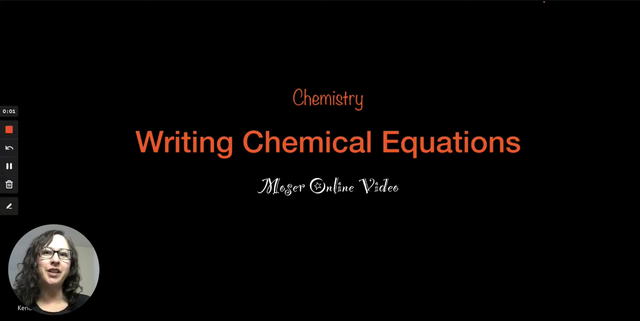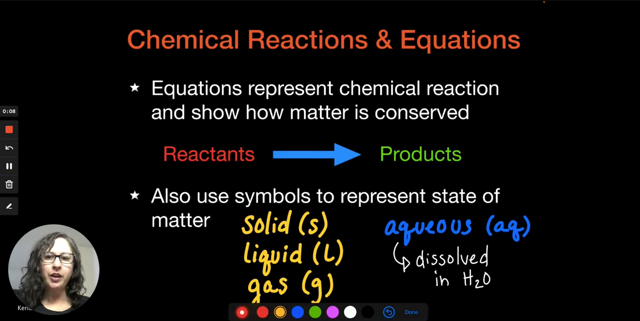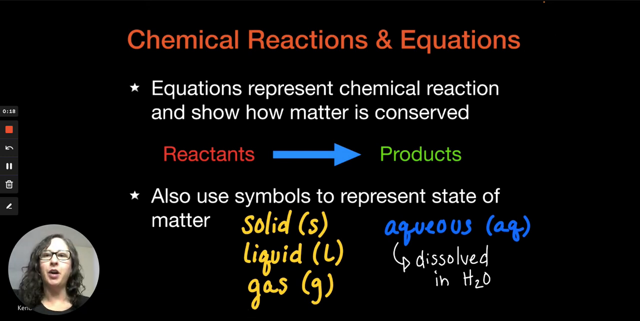Hello and welcome to this video on writing chemical equations. So just a brief overview about equations. We know that equations represent the actual chemical reactions that take place. And so we have on the left-hand side our reactants, on the right-hand side our products, and then we use this arrow to represent the change from left to right.